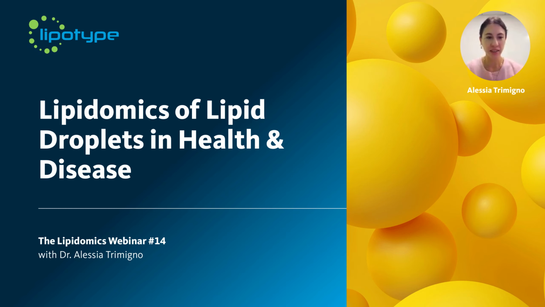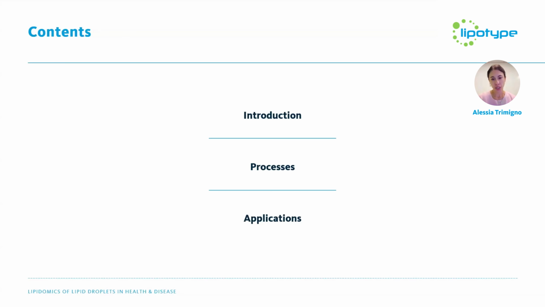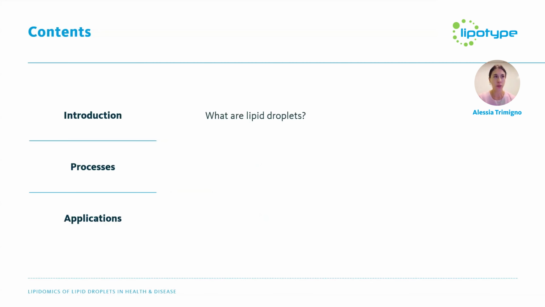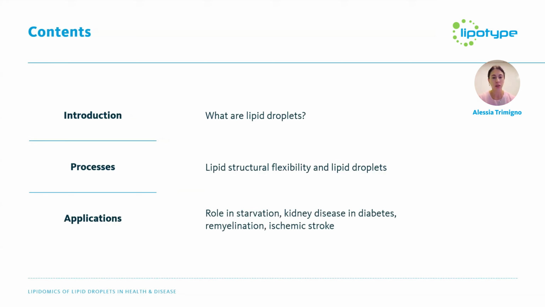My name is Alessia, and today we'll talk about lipidomics of lipid droplets in health and disease. I'll give a short introduction, we'll go through some processes, and then we'll see some applications. In the introduction, we'll talk about what lipid droplets are. Then with the processes, we'll see how lipid structural flexibility affects their incorporation into lipid droplets. And finally, we'll see some case studies, about the role of lipid droplets in starvation, in kidney disease and diabetes, in remyelination, and in ischemic stroke.